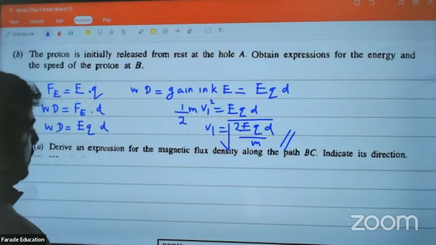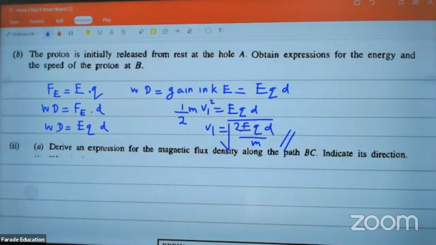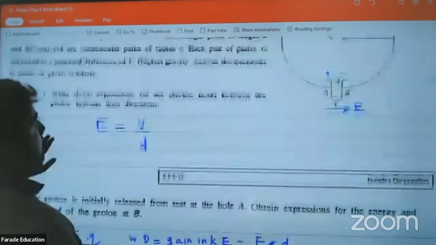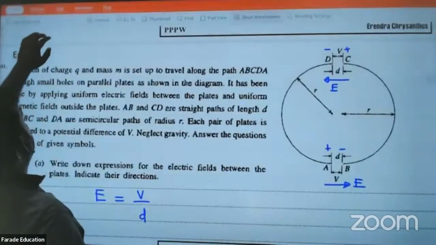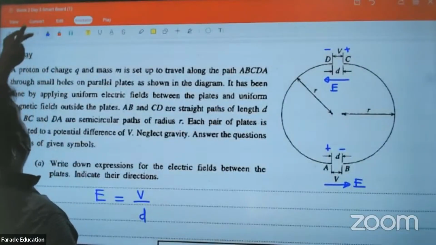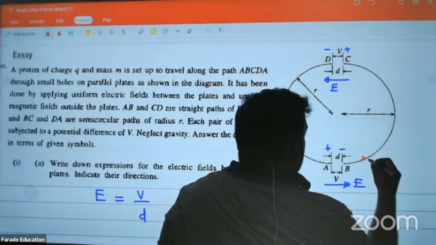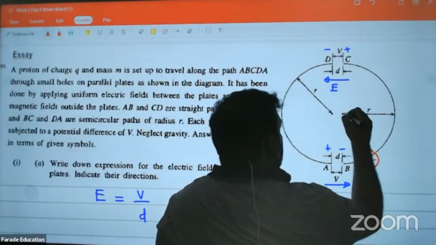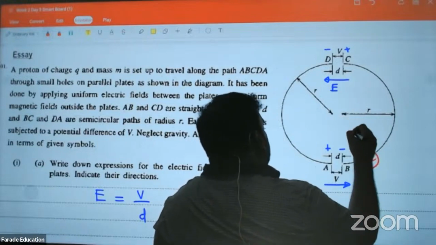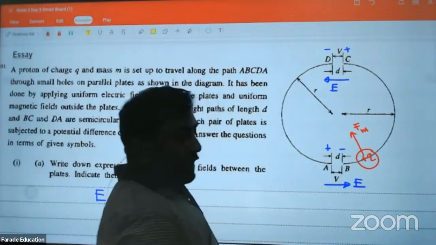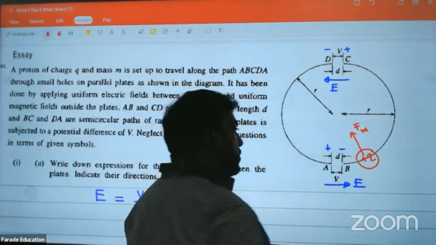Derive an expression for the magnetic flux density along the path C. What's happening here? Now here the charge is going in a circular path. If it's going in a circular path, somebody should provide the centripetal force. Magnetic force will provide the centripetal force.